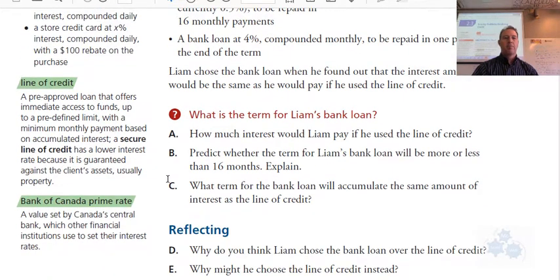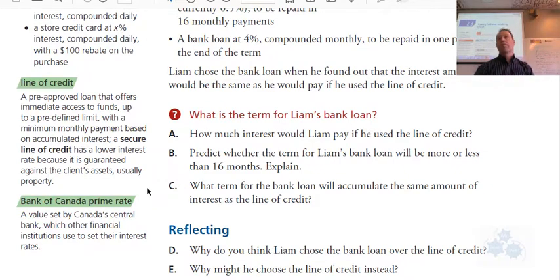Now, what's the Bank of Canada prime rate? The Bank of Canada sets a basic rate, and then institutions can set their rates above that at varying percents, depending on whatever they want. But it's usually based on this prime rate. If the Bank of Canada lowers the interest rates, what it's trying to do is stimulate the economy and get more people borrowing money so that they can buy things and get the economy going.